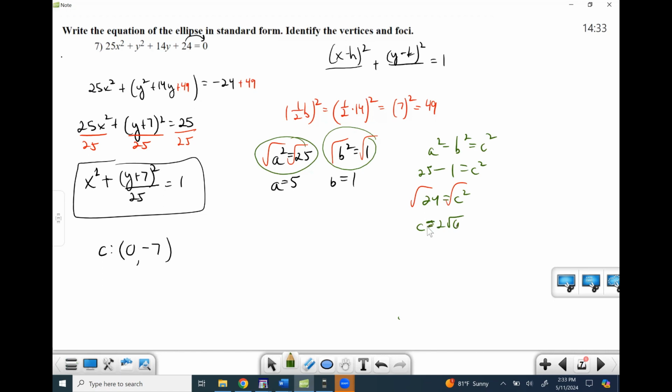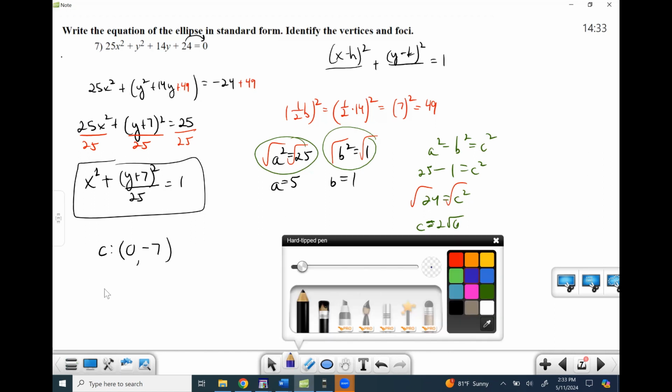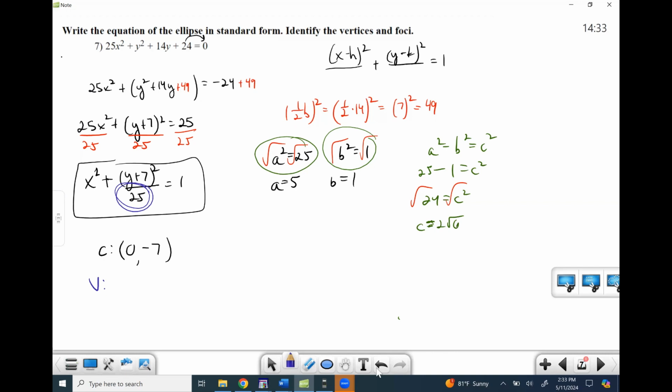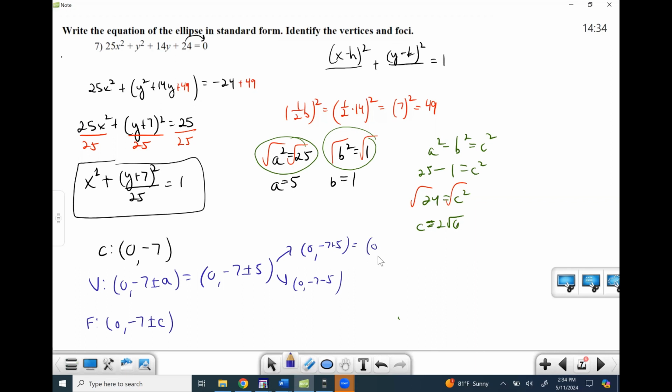Okay, so we've got everything we need now. So here we go. Now, the bigger number is under y. So that means all the action is going to be happening to the y value. So it's going to be -7 plus or minus a. And then for the foci, it's going to be -7 plus or minus c. All right, so let's go ahead and plug in the a and the c, you guys. -7 plus 5. And then -7 minus 5. So -7 plus 5, that's -2. And then -7 minus 5, that's -12.